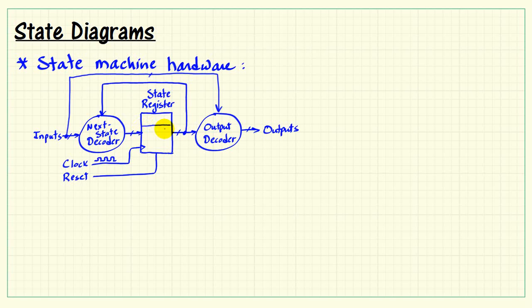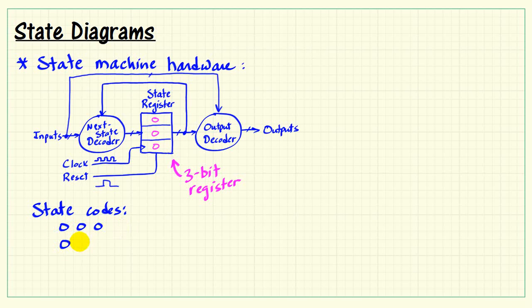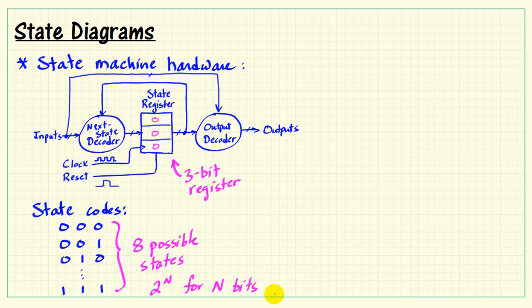All right, to make this a little bit more tangible, let's imagine that the state register consists of 3 bits. That is, it's composed of 3 D-type flip-flops. Now imagine we've just applied a reset pulse, and that reset is supposed to set the state register bits to all zeros. Now for 3 bits, we have 8 possible state codes. I'll just list out a few of those here. So again, 3 bits gives us 8 possible states. And in general, we would have 2 to the n possible states for n bits in the state register.